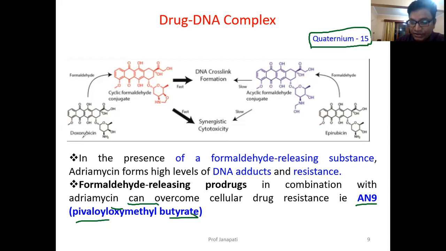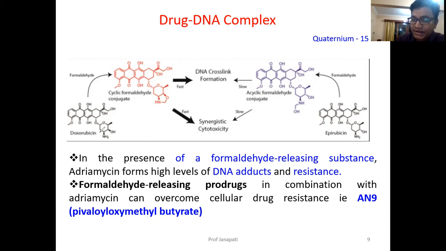So doxorubicin, along with any of these two, you can combine during administration. What happened? There is an extra formaldehyde group forming. Now what happens because of this? The cross-linking of DNA is faster. If you compare doxorubicin alone, instead of combining with this formaldehyde releasing substance, cross-linking is slow.